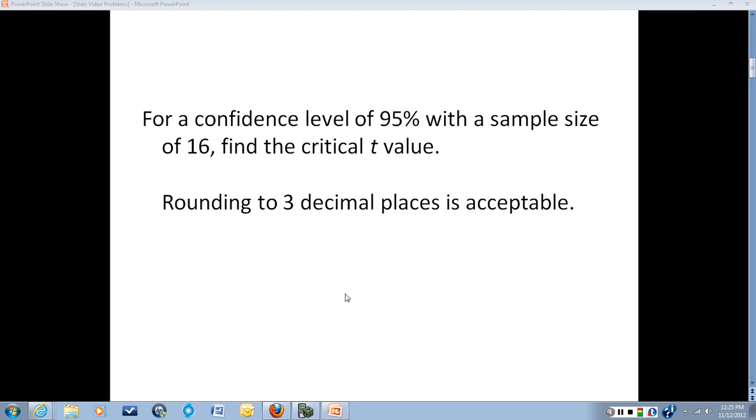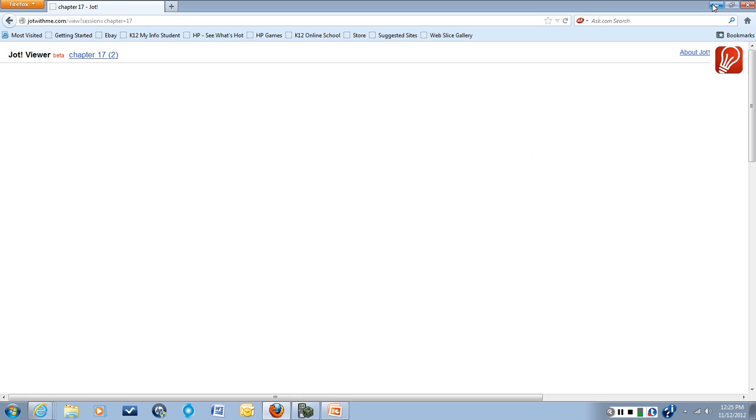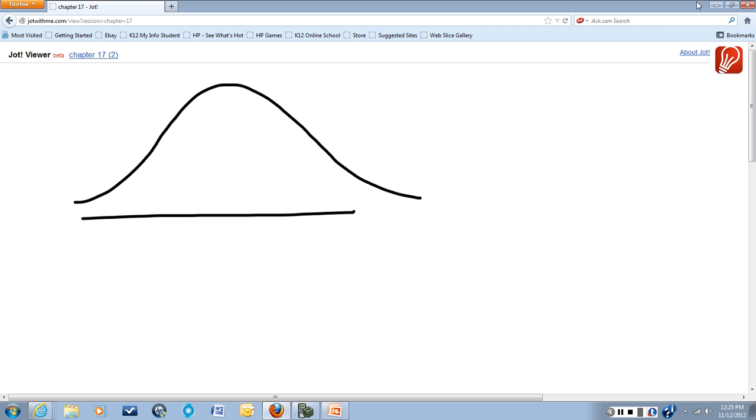For a confidence level of 95% with a sample size of 16, we're asked to find the critical t-value. I'm told that rounding to 3 decimal places is acceptable. So, remember, we are looking at a t-curve, which looks very much like a normal curve. It becomes more and more normal as your degrees of freedom increase.